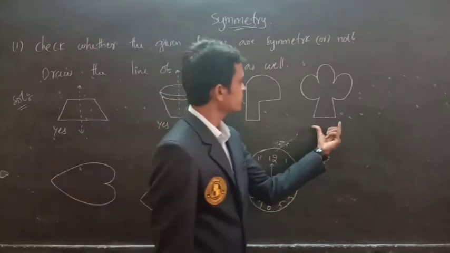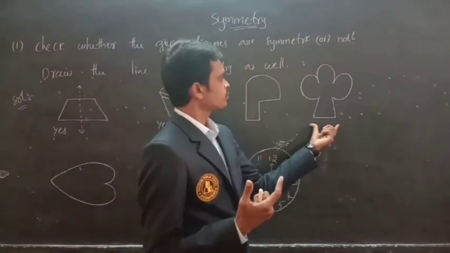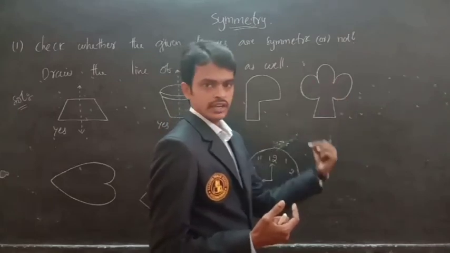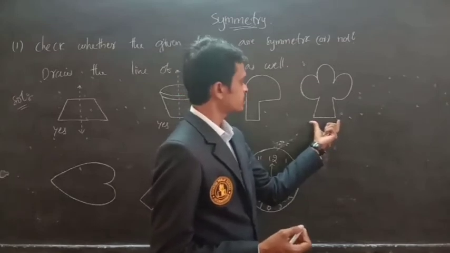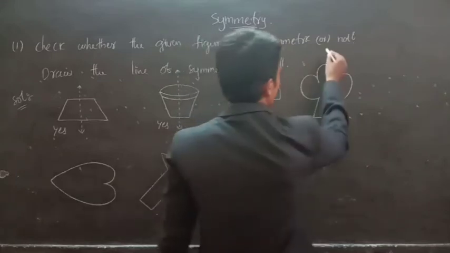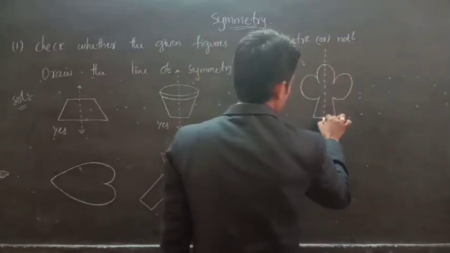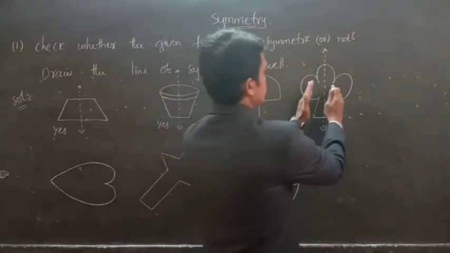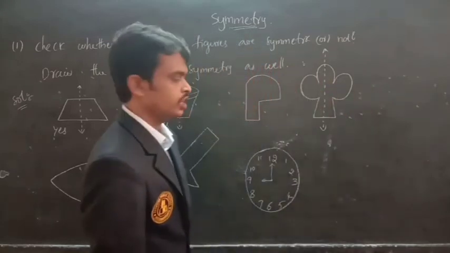Look here, this is an example of a tree. See this figure? Yes, this figure has symmetry. This figure is an example of symmetry. Look, I am drawing a vertical line of symmetry like this, dividing it into two equal parts, and both coincide with each other.